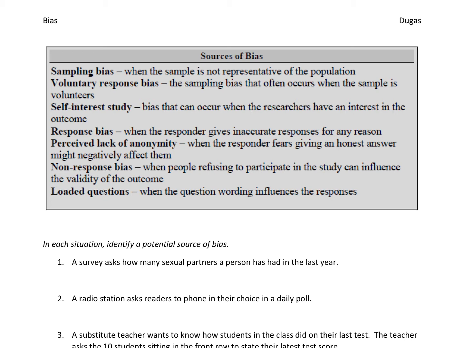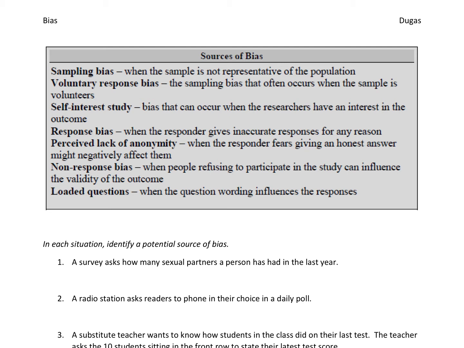Response bias, when the responder gives inaccurate responses for any reason. Maybe they don't want to tell the truth because they're embarrassed. They don't want to admit something. For example, there's a lot of stigma on getting mental health treatment. So if your questionnaire is asking the participant if they have ever been treated for mental illness, they may say no because they don't want to out themselves.